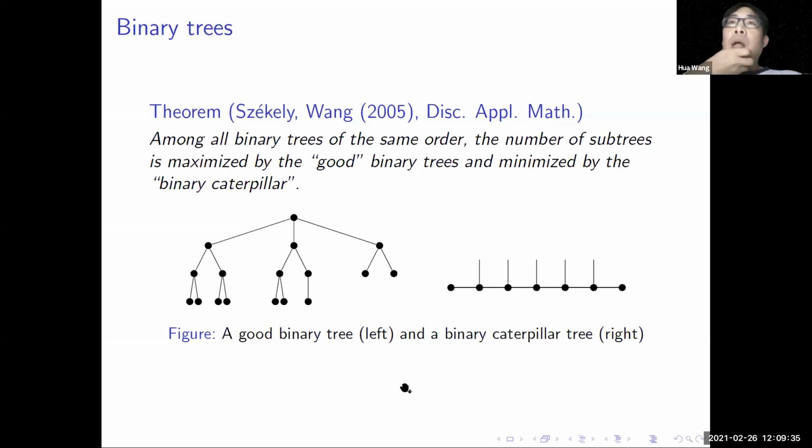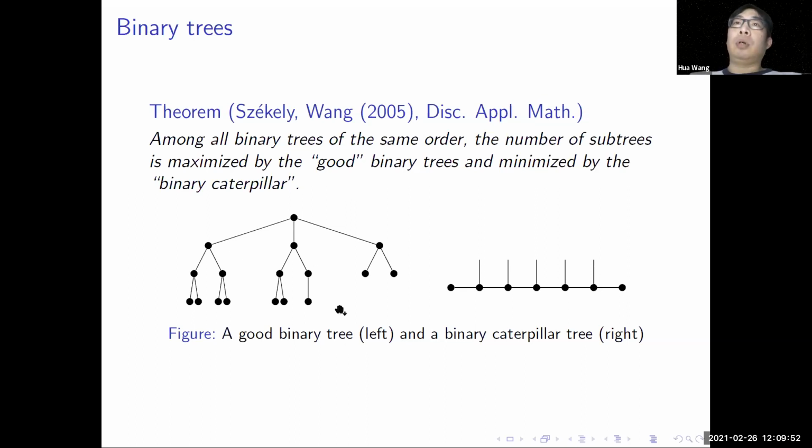And it turns out that under this constraint, we don't have path or star anymore. So instead of a path, you have this so-called binary caterpillar. Essentially, you have a path, and then you have one and exactly one pendant edge at each internal vertex.